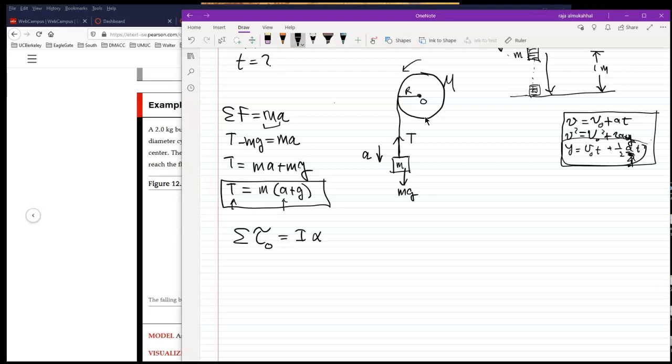I don't know the alpha, okay? I know the I, okay, it's a cylinder, so I know I for a cylinder. I memorized it, you can look it up: 1/2 MR squared. The big M here being the mass of the drum, or the cylinder, whatever, okay?